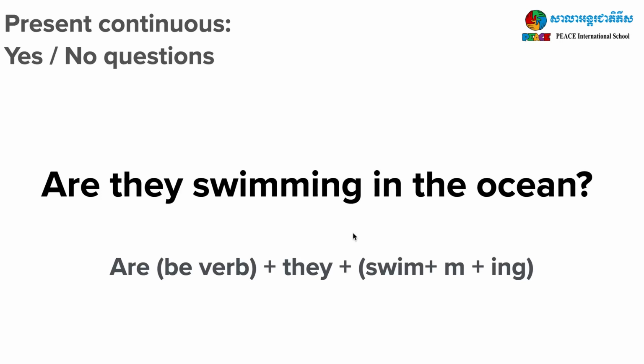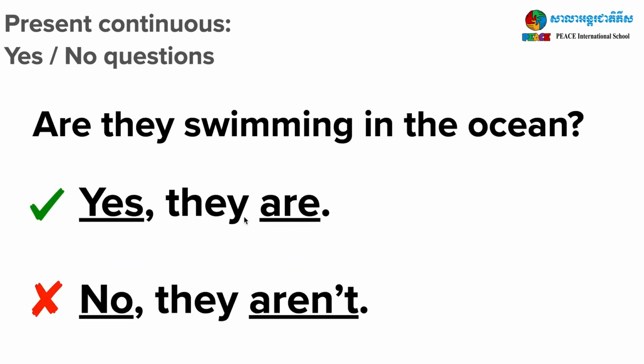How can we answer? Here are the answers. Are they swimming in the ocean? Yes, they are. Be verb. Yes, they are. Or, no, they aren't. Be verb plus not. No, they aren't. That's all for your grammar lesson.